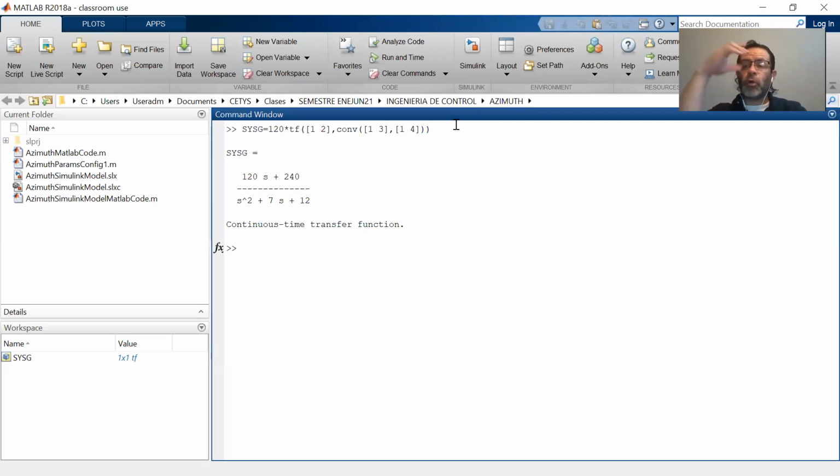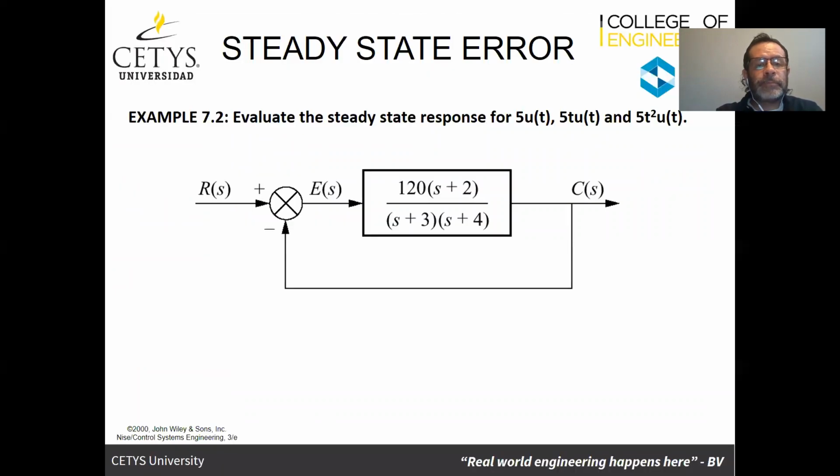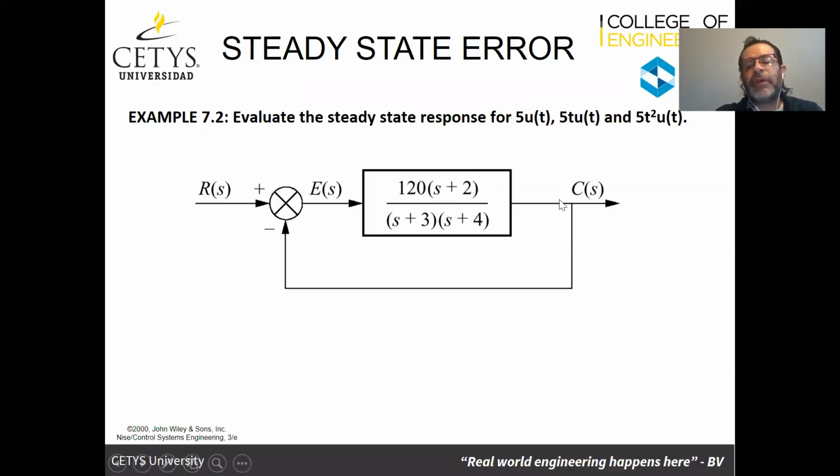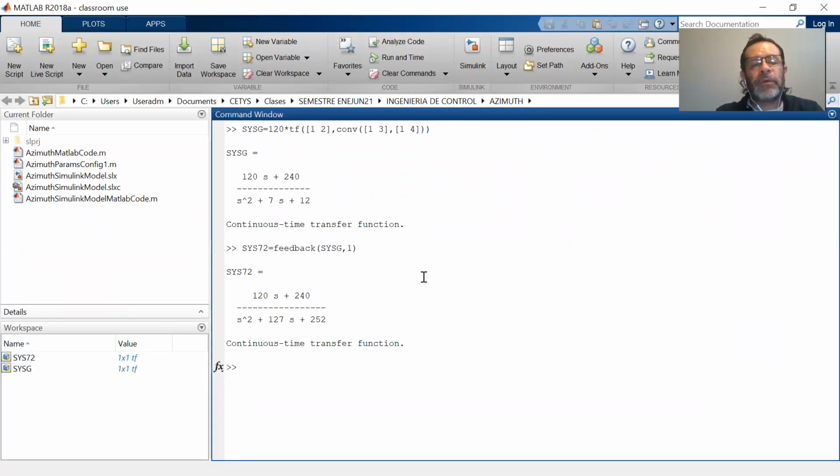And now I'm going to do the whole system, because remember that we're going to analyze the whole system. So I need the whole transfer function. And to do that, I'm going to call this sys 7.2, example 7.2. This is going to be a feedback of sys g comma 1. The feedback that we have here is unitary feedback in h of s, so it's going to be 1. And we've got that.